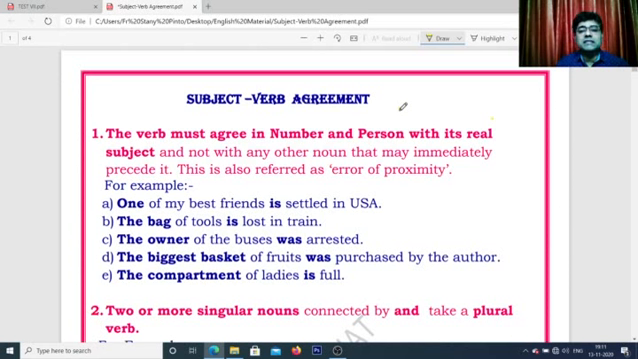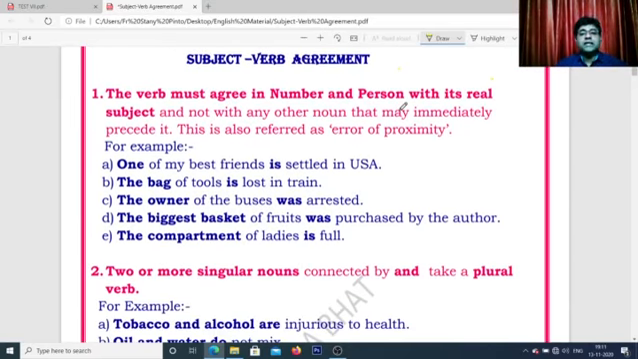So what do we mean by subject and verb agreement? Once again, today I make use of the notes, PDF files prepared by Mrs. Rupa Bhatt. Let's first come to know the concept. If you do not understand now, when we go through the examples, we will understand it better. The verb must agree in number and person with its real subject.